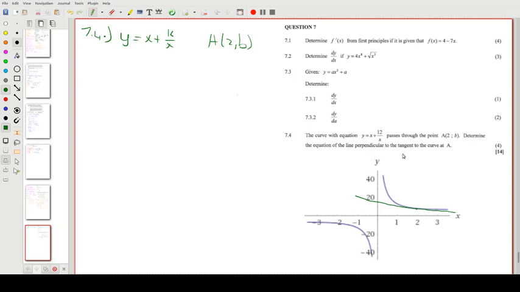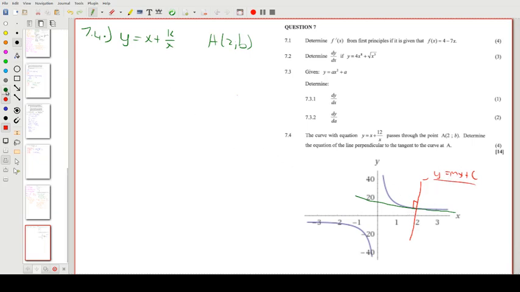and now we need to find the equation of the line perpendicular to that tangent. So perpendicular to that tangent would be this one, which makes a 90-degree angle there. Okay, so this is the equation we want to find. So that has the form y equals mx plus c. It's a straight line. Okay, so that's our end goal. Now let's see how we get there.